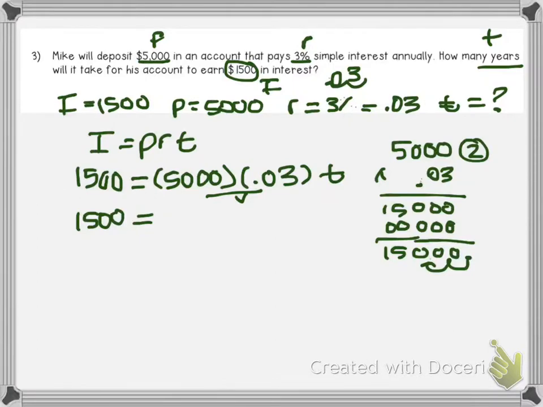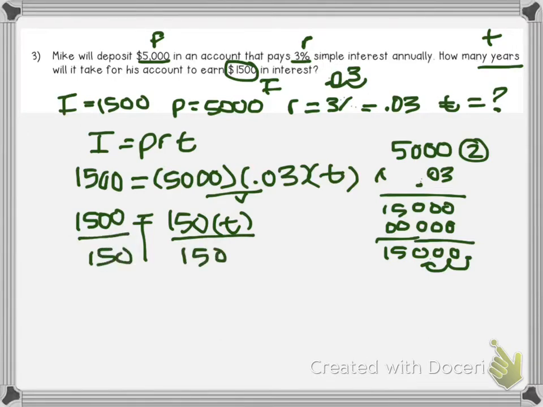Okay, so if you didn't actually multiply, make sure that you're doing that. You need the practice for that. And we get 150 times T. Well, now we're just solving a regular one-step equation. 150 times T means that we are dividing, inverse operation. We're going to divide by 150. 1,500 divided by 150 equals T.